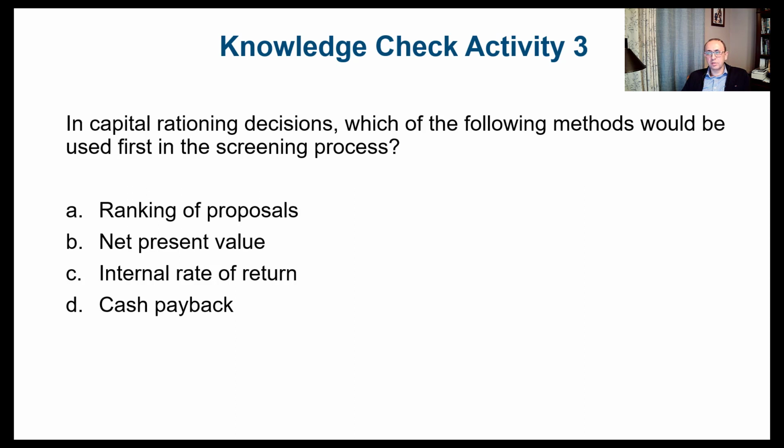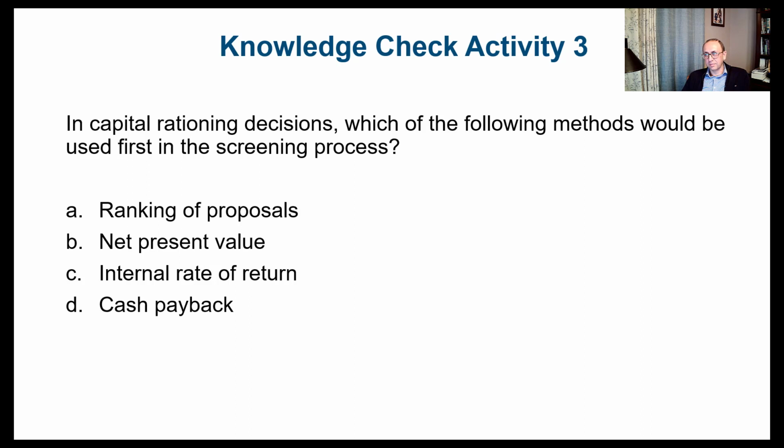In capital rationing decisions, which of the following methods would be used first in the screening process? Is it ranking of proposals? Is it the net present value? Is it the internal rate of return? Or is it the cash payback?